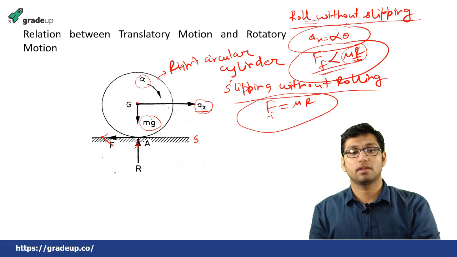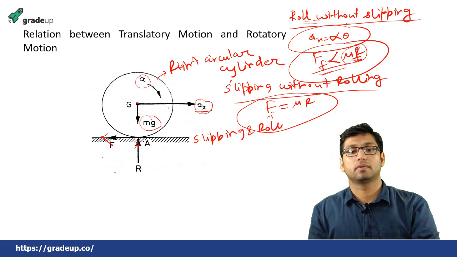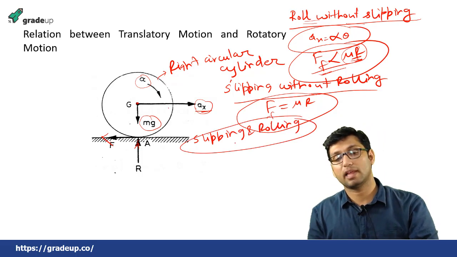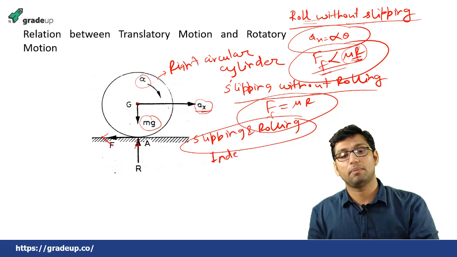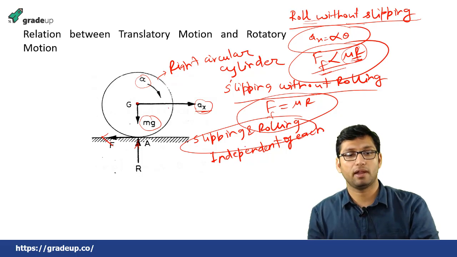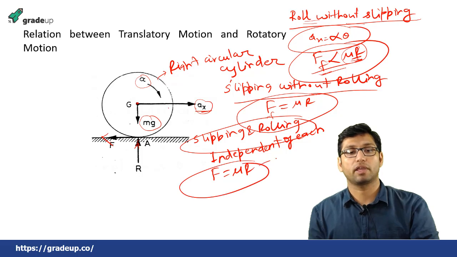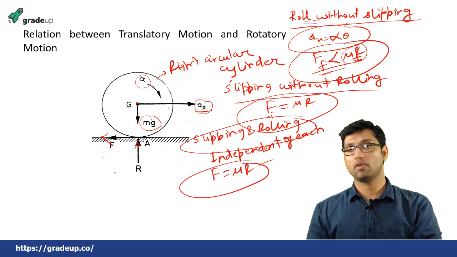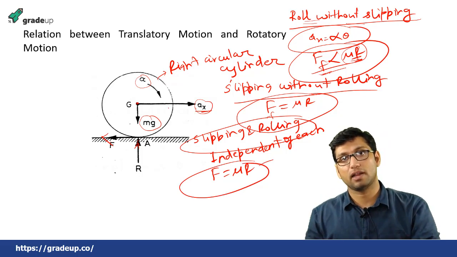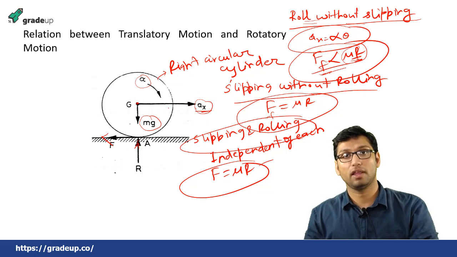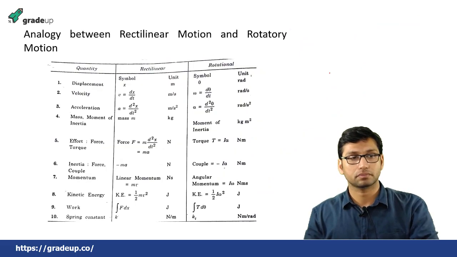And the third case is slipping and rolling both. Okay, the body will slip and roll, then in this case both motions, slipping and rolling, will be independent of each other, and in this case F will be equal to mu into R. Okay, so these are the three conditions when we equate the translatory and rotatory motion of a rigid body together.